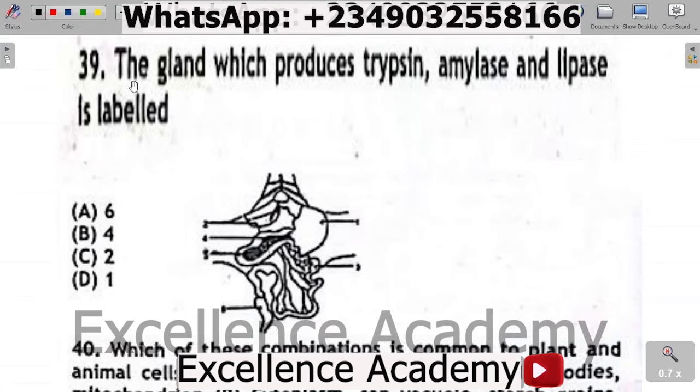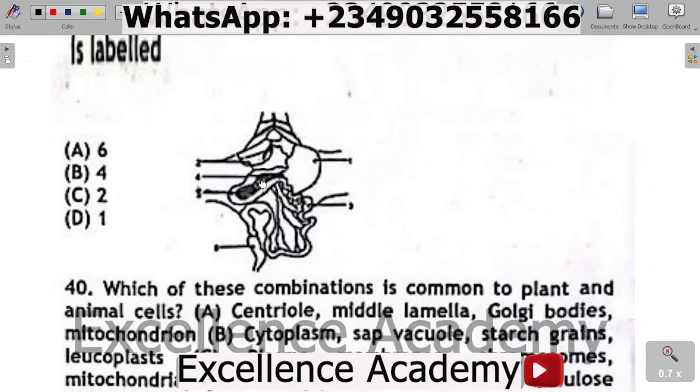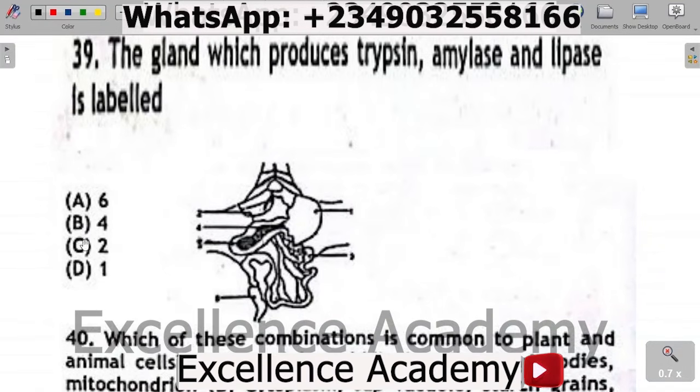Question 39. The gland which produces trypsin, amylase, and lipase is labeled A. 6, B. 4, C. 2, D. 1. The correct option is this part here, which is the pancreas. The pancreas is an organ that produces the trypsin, the amylase, and the lipase. The correct answer is A, 6, which is the pancreas, the gland that produces the trypsin, amylase, and the lipase.